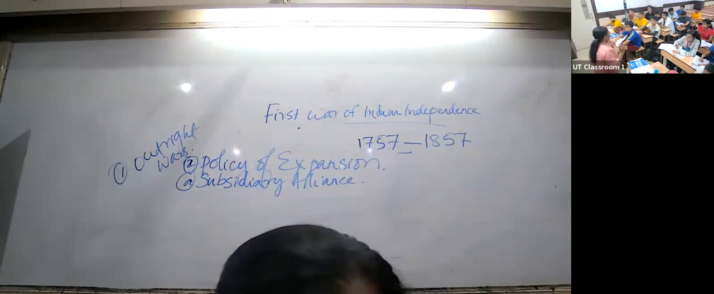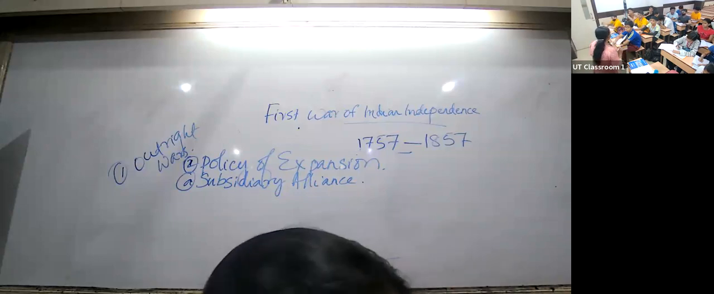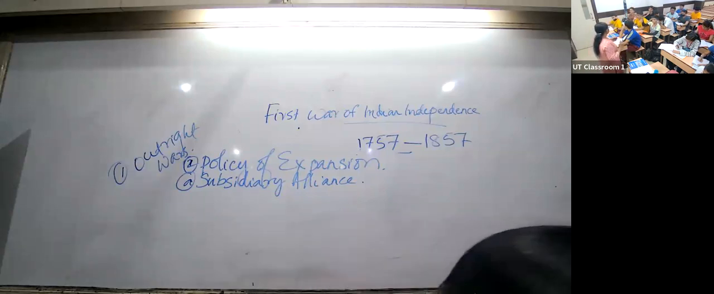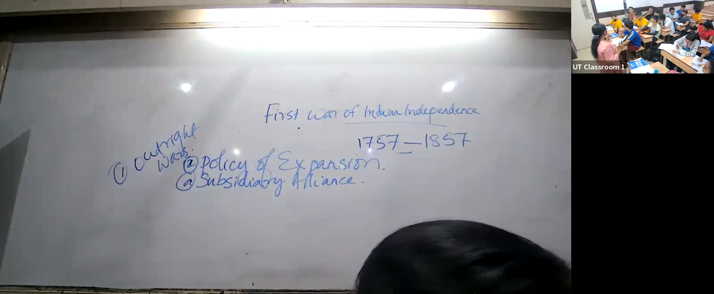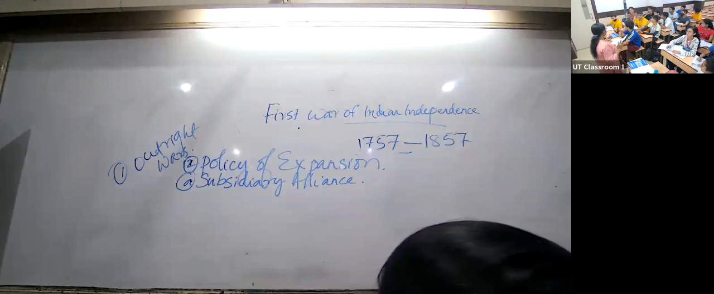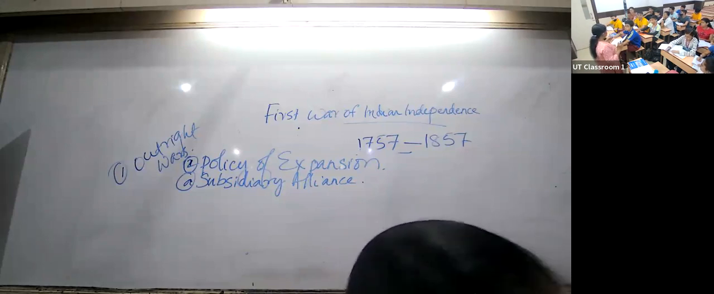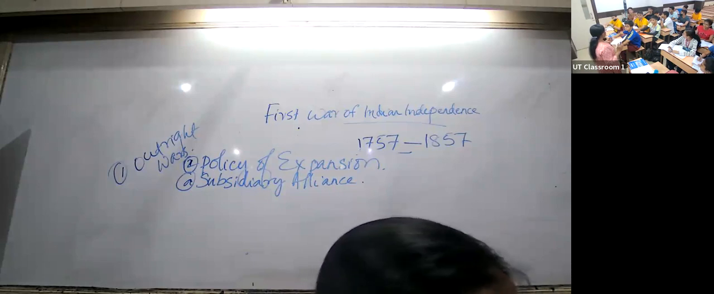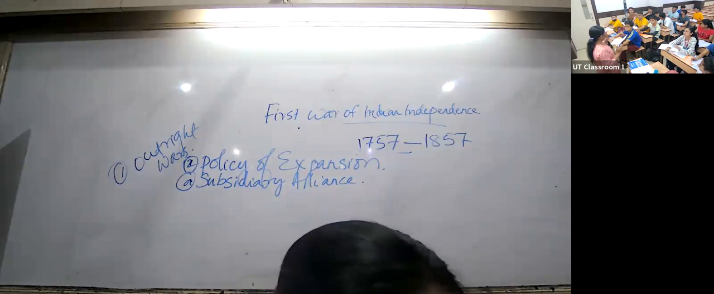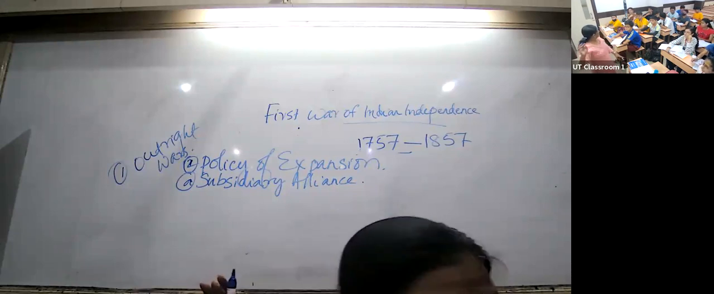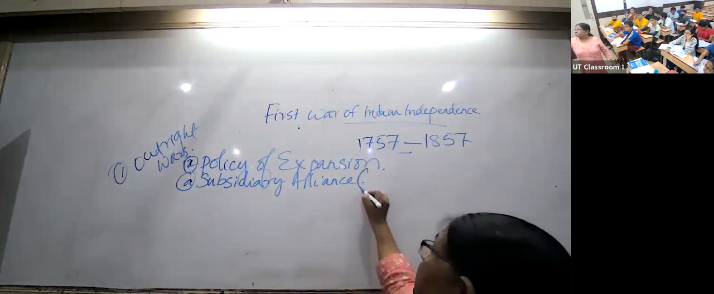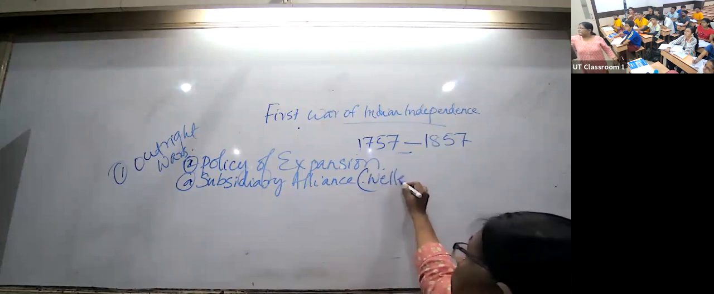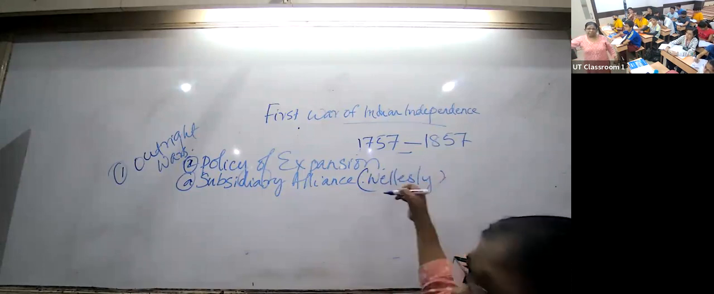Can anyone tell me what is subsidiary alliance? It was the alliance between the Britishers and the princely states, where they can't rule without any foreign relation. Okay. Who introduced this policy? I will explain.